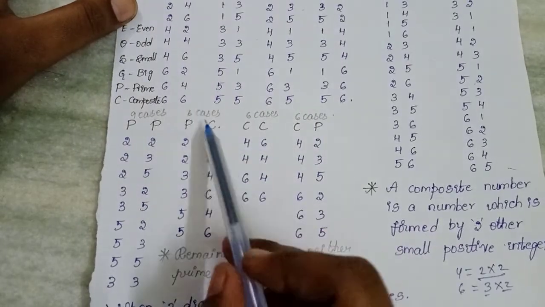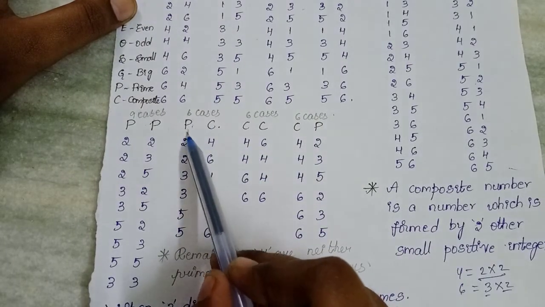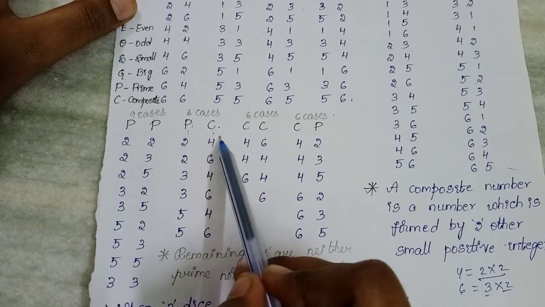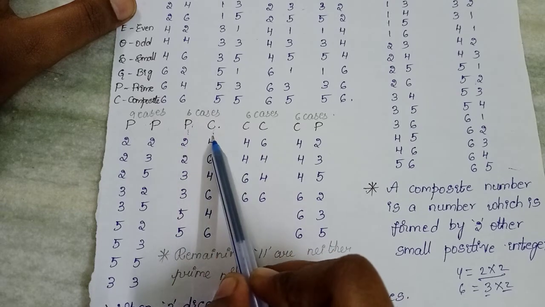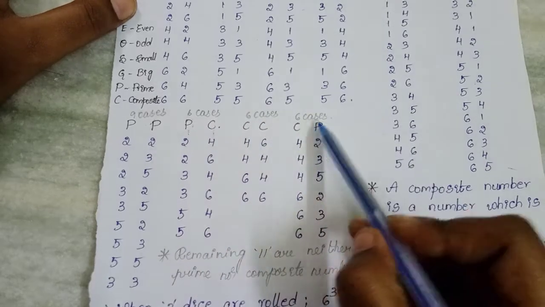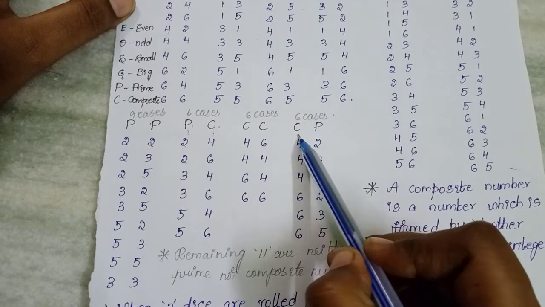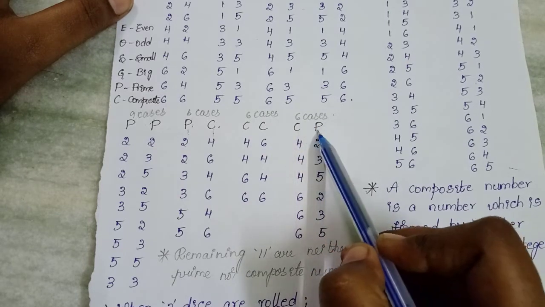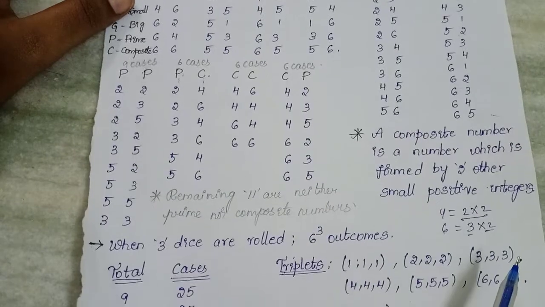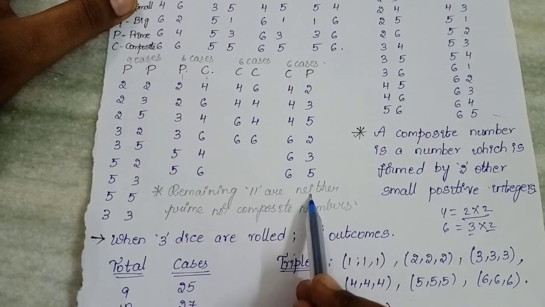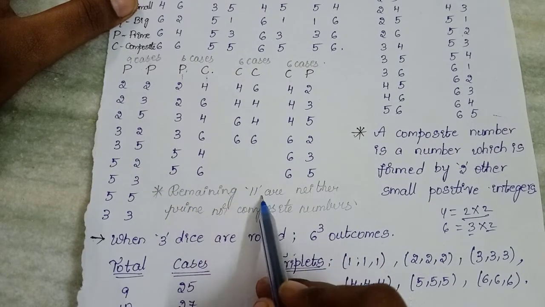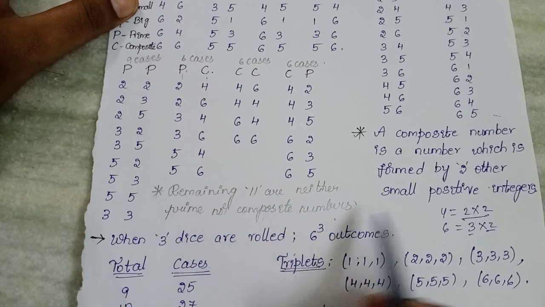The cases of one prime number and the second composite number, first die and second die, is 6 cases. Same 6 cases if the first die gives a composite number and the second die gives a prime number. Remember, the remaining 11 are neither prime nor composite numbers.